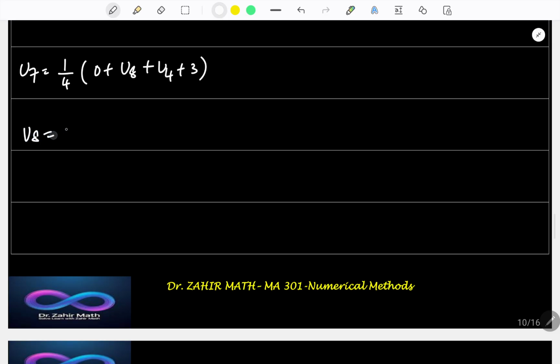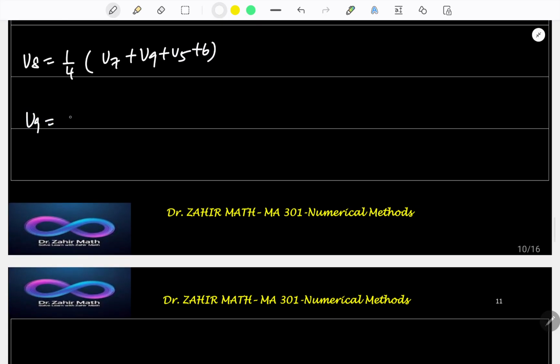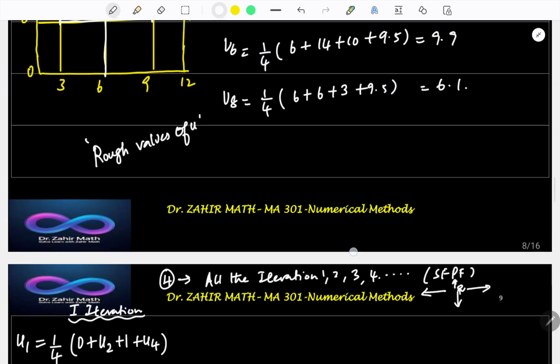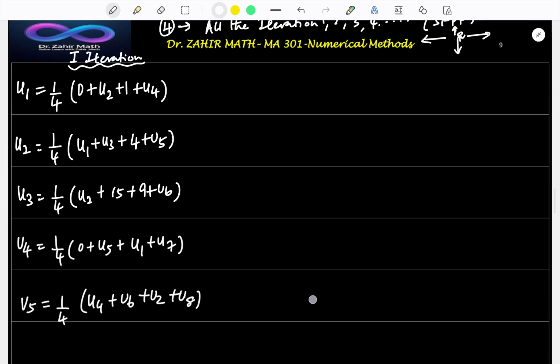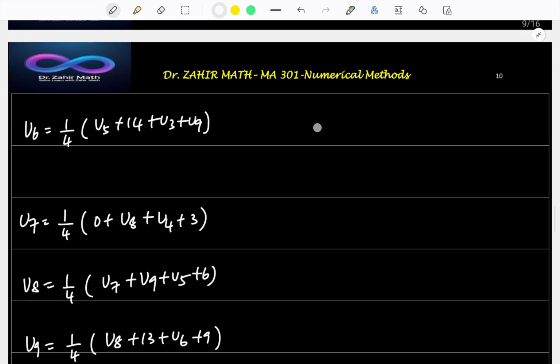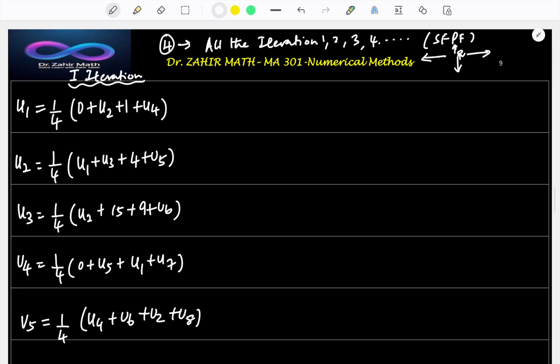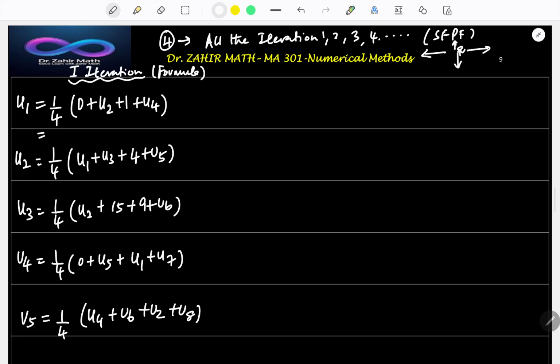Now u8 is equal to 1 by 4 bracket open, u7 plus u9 plus u5 plus 6. I'm just recollecting from memory as I write, but the picture should be nearby for you. Then u9 is 1 by 4 bracket open, u8 plus 13 plus u6 plus 9. Now keep this as a formula, don't touch anything in it. Only put the values into the calculator.